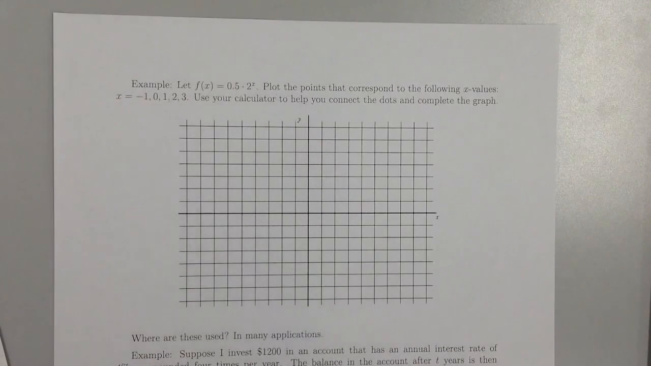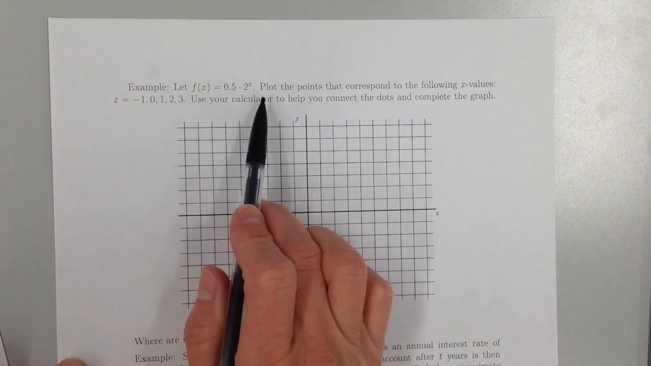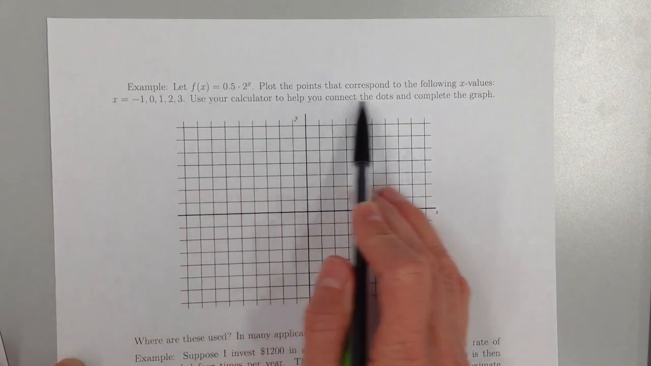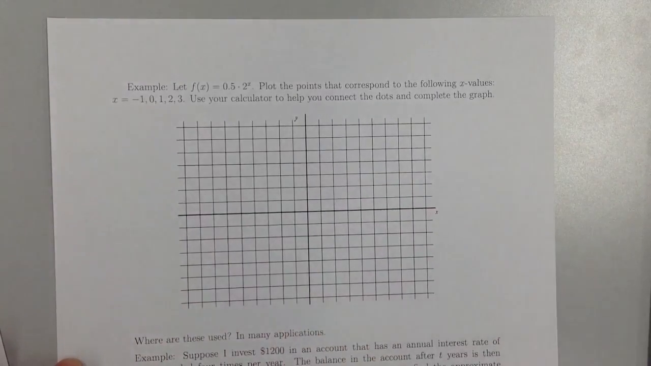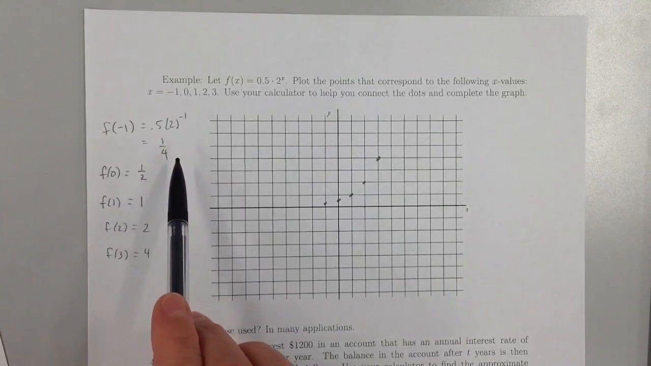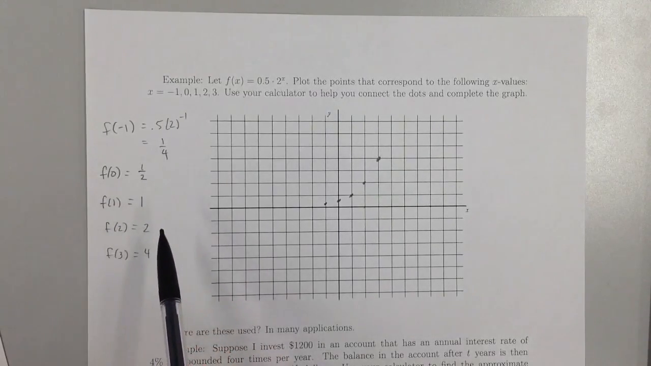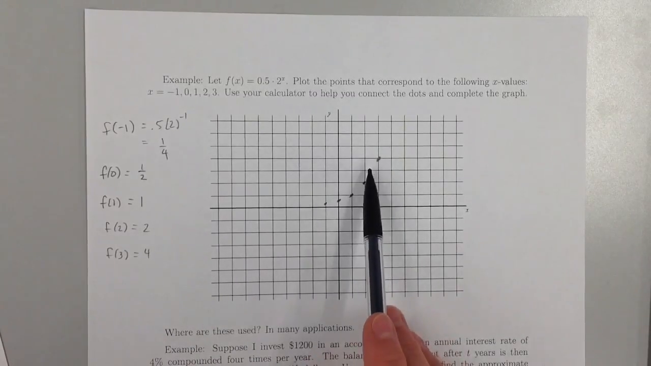Okay, so that's what an exponential function will look like. Now we're going to see what the graph of an exponential function can look like. For this exponential function here, why don't you press pause while you plot the points that correspond to these x values, and then we'll finish the rest of it after that. Okay, so go ahead and press pause now. All right, so this is what you should have gotten for each of the values. f of negative 1 is equal to 1/4, then f of 0 is 1/2, f of 1 is 1, f of 2 is 2, and f of 3 is 4. So this is what we get if we plot those points.